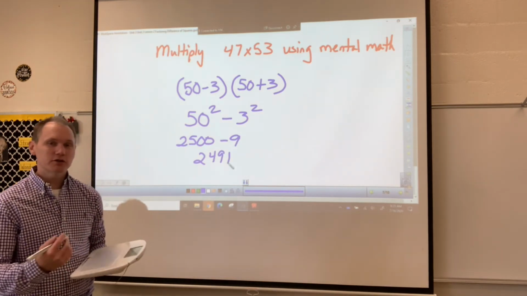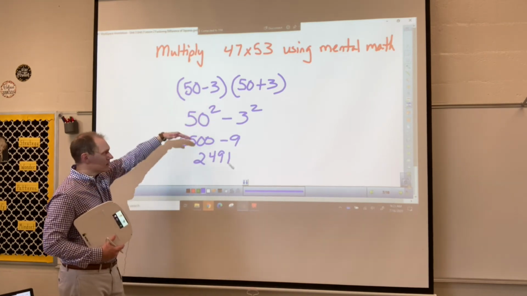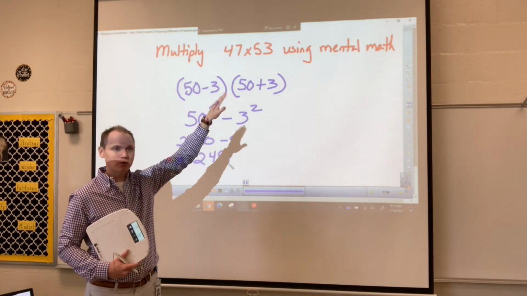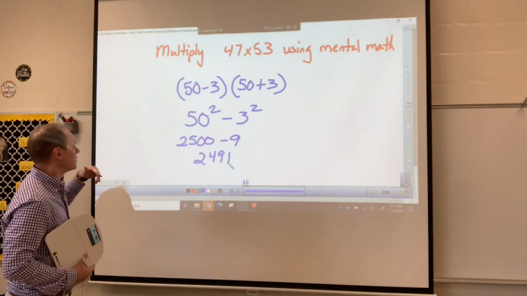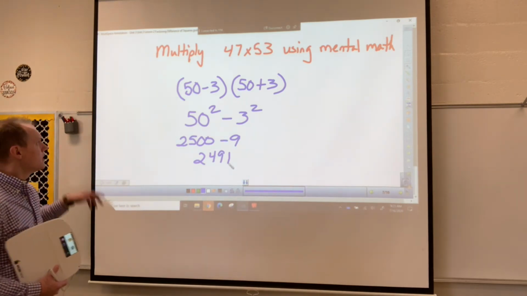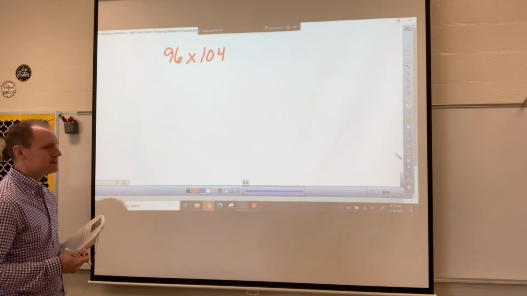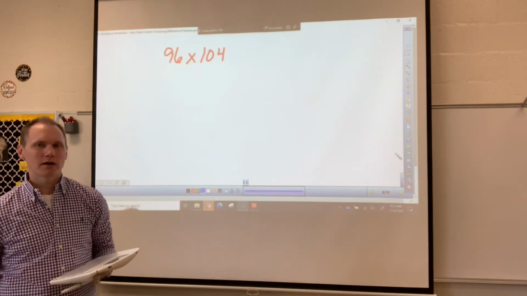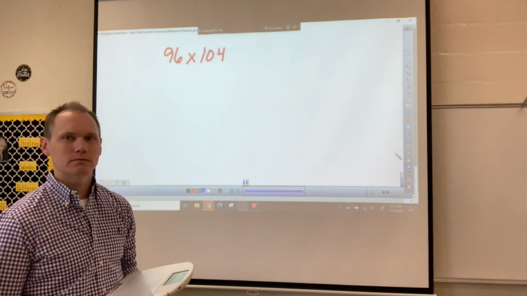So kind of an interesting strategy here. And I know we wrote it out here, but in simple cases like this or similar to this, you might be able to do it in your head, depending on how things go. So let's try one and see what we end up with here. How about 96 times 104? So take a second and see if you can try this mental math strategy with 96 times 104.